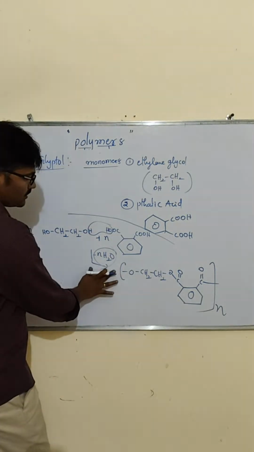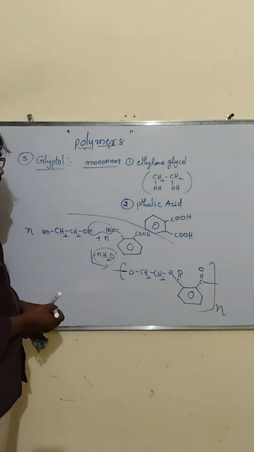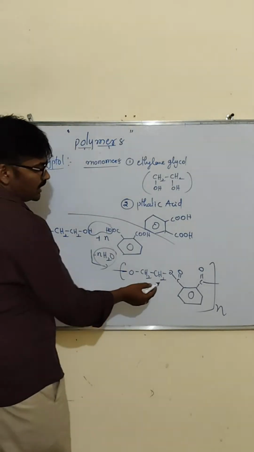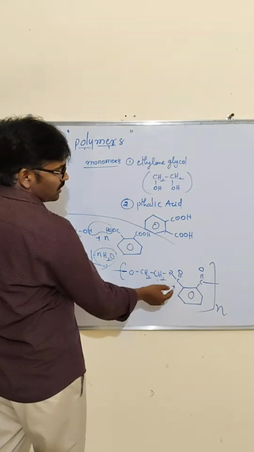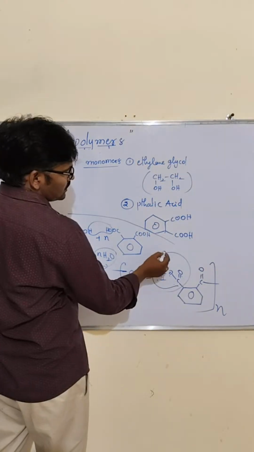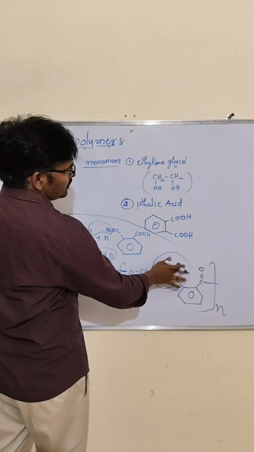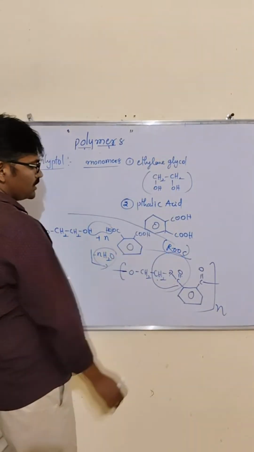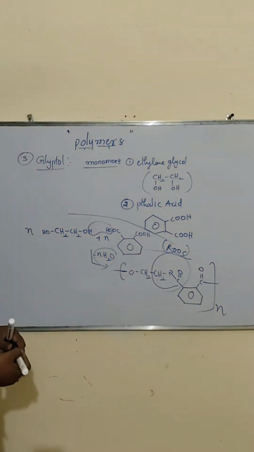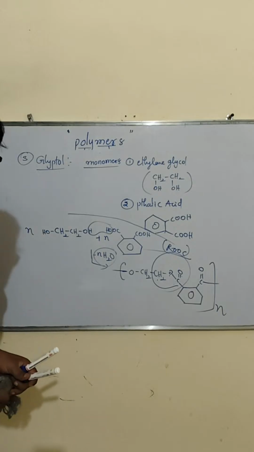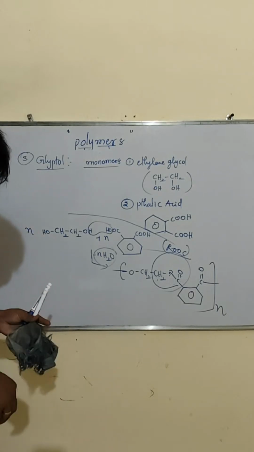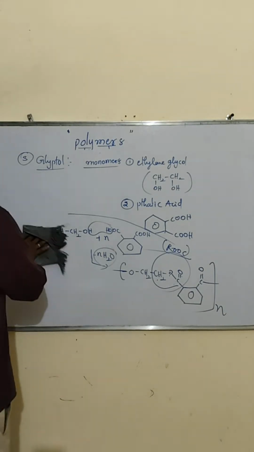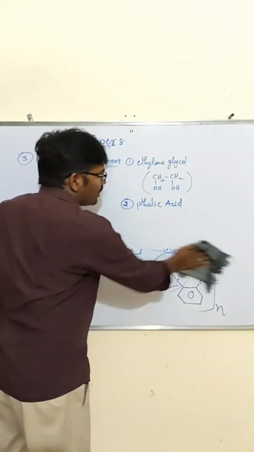Understand, my dear students? Understand, all of you? This is also one of the esters, C double bond O, OR. So the COOR type of structure is there, and that is what we call an ester. Glyptal is also an ester, a polyester. Next, Bakelite and urea formaldehyde resin.